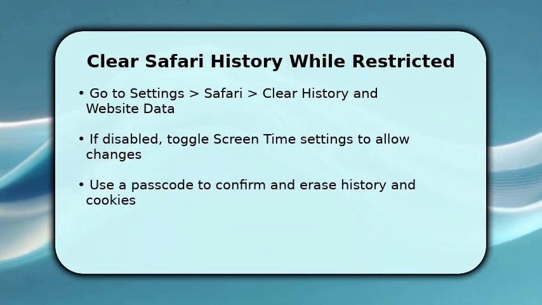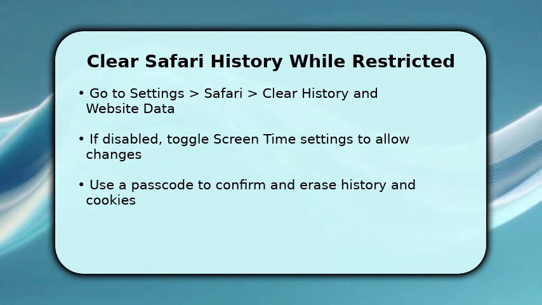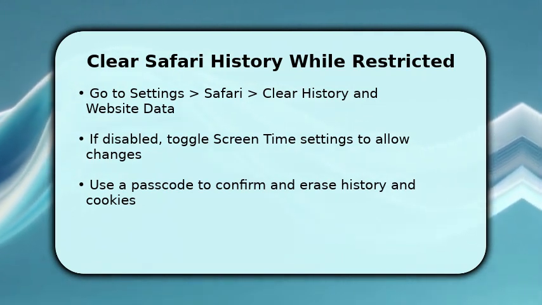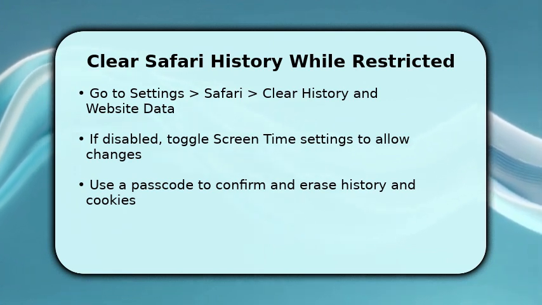Next, navigate to Settings, then Safari, and select Clear History and Website Data. If that option is grayed out, return to Screen Time and allow changes for Safari and website data. This is why you unlocked restrictions earlier.